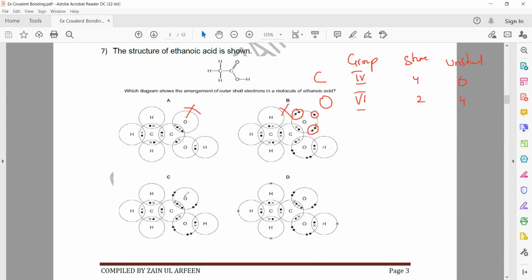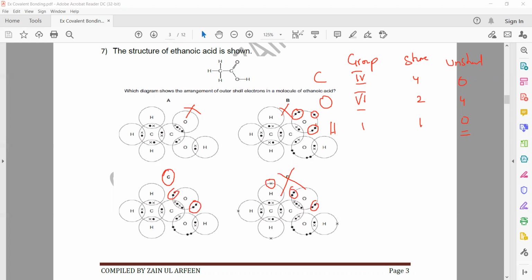Now it can be either C or D. In C, oxygen has 4 unshared electrons. Hydrogen shares only 1 and its unshared will be 0. So either C or D can be the answer. But what about hydrogen? In option D, hydrogen has 1 unshared electron, but according to this rule, hydrogen should not have any unshared electron. So D is also wrong. Which one is the right answer? C will be the right answer.